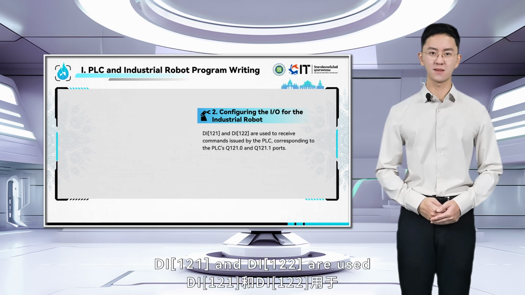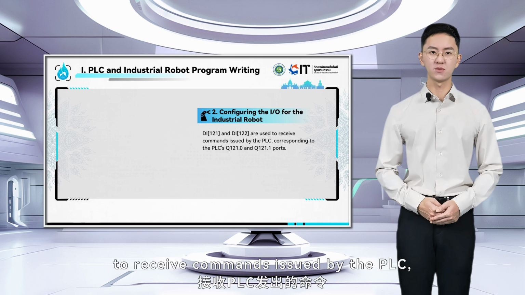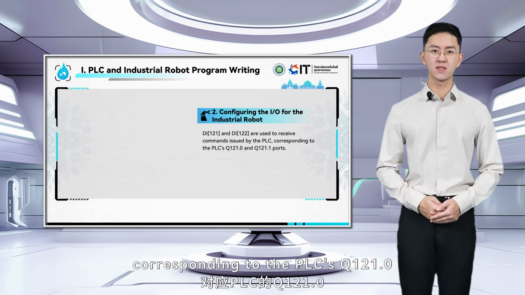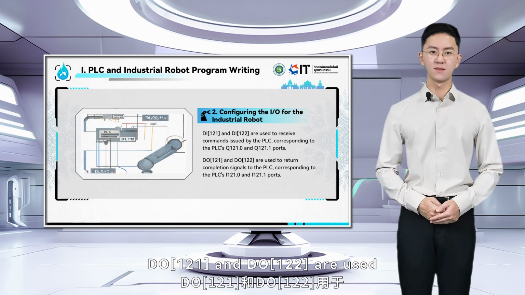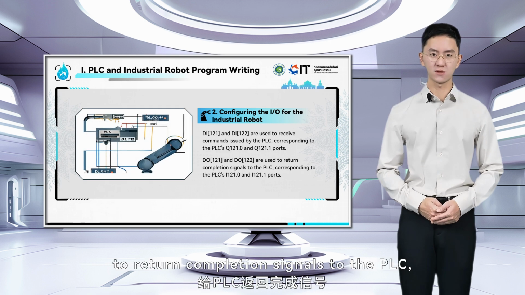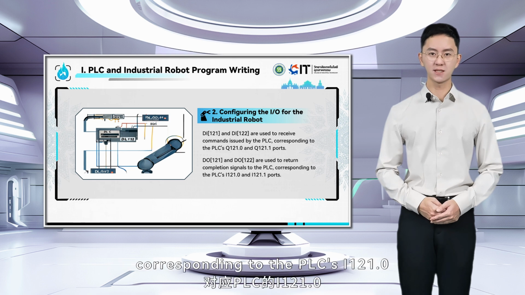DI-121 and DI-122 are used to receive commands issued by the PLC, corresponding to the PLC's Q121.0 and Q121.1 ports. DO-121 and DO-122 are used to return completion signals to the PLC, corresponding to the PLC's I121.0 and I121.1 ports.